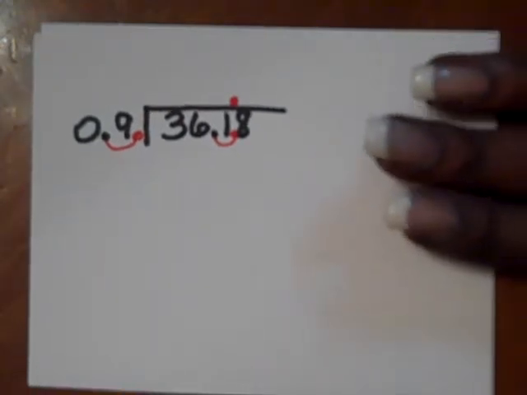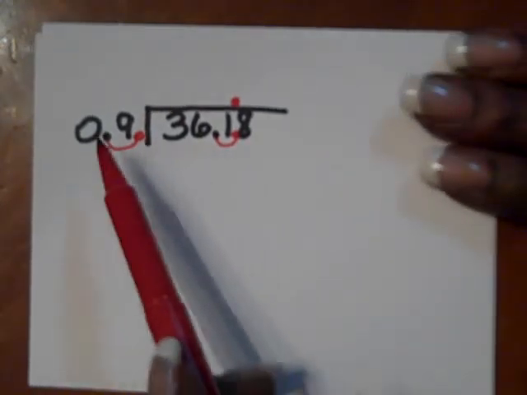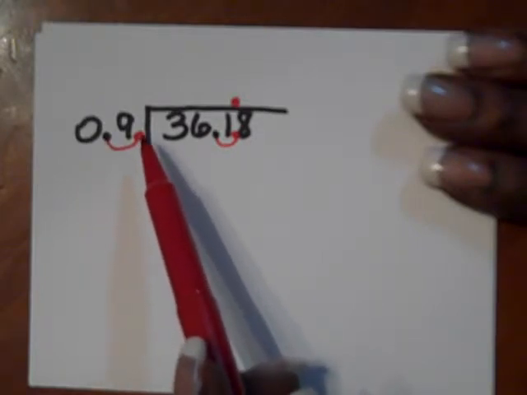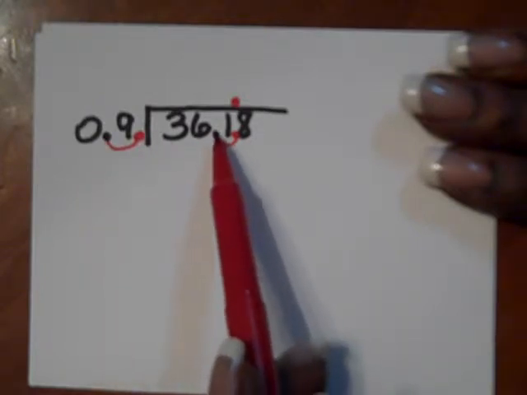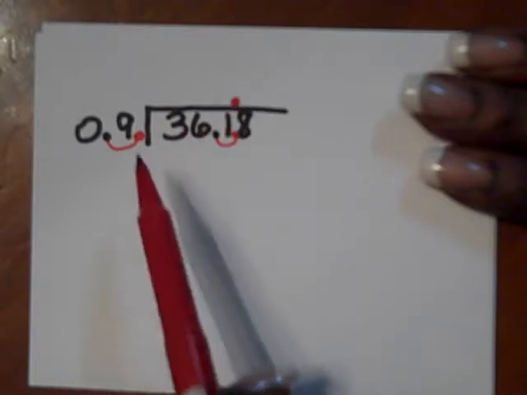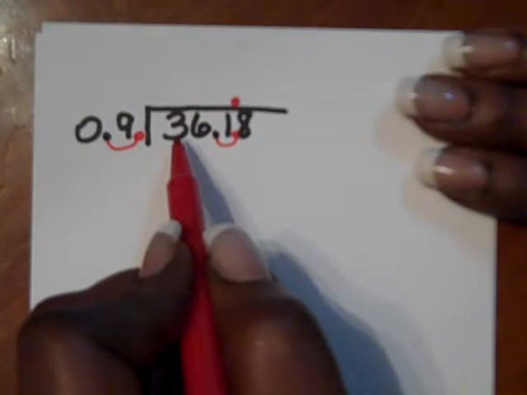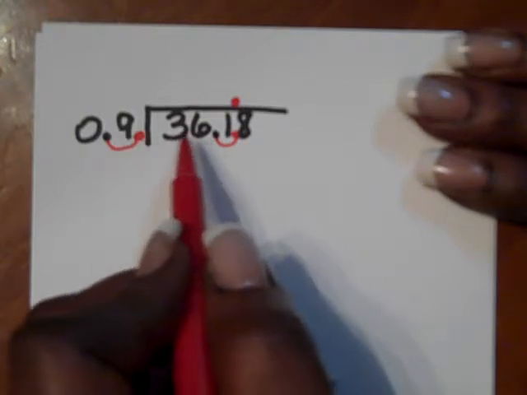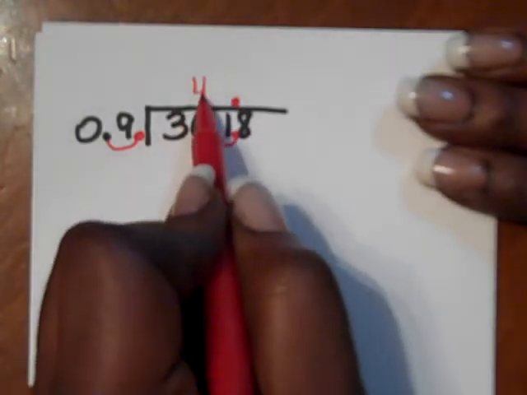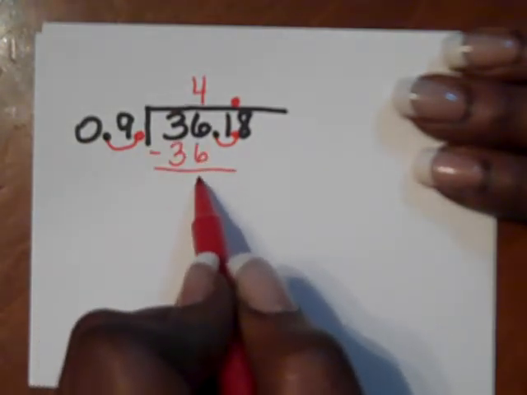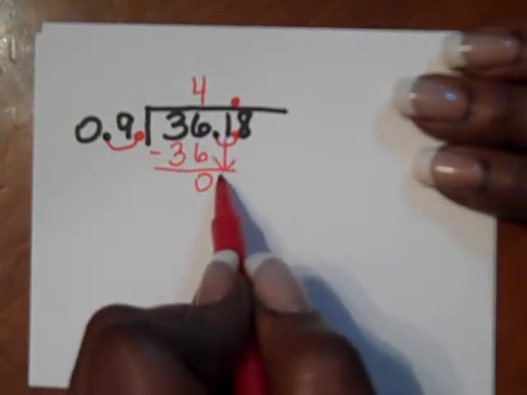So once we've set up this problem for long division, we've moved the outside decimal back to the end, which happened to be one time, and we did the same thing to the inside decimal, and we also brought it straight up. You will begin your division. 9 obviously cannot go into 3, but it can go into 36. So I would just start the long division, bring down the next number.